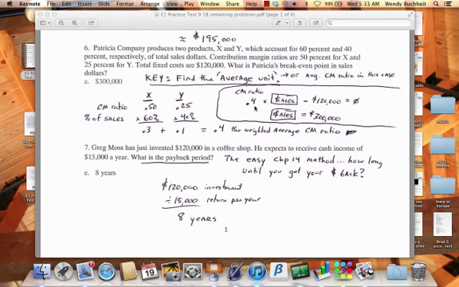Plug that back into the contribution margin ratio formula. 0.4 times the sales dollars, which is your variable of interest, minus fixed cost equals 0.